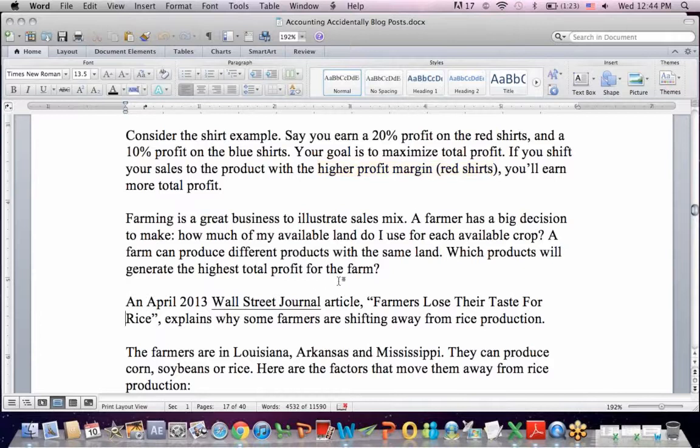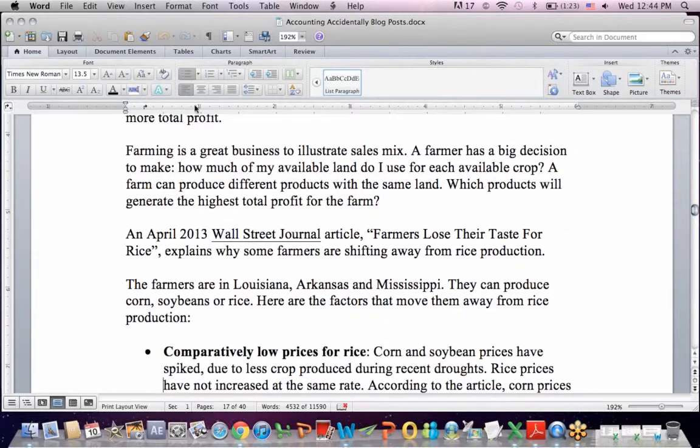And I was reminded of this when I was reading a Wall Street Journal article that farming is a great way to illustrate sales mix. And in fact, one of the areas that's discussed in this Wall Street Journal article is an area where my dad grew up, northeastern Arkansas, the northern part of Arkansas that's flat as a pancake that runs along the southern border of Missouri. And if you think about a farmer, he has a big decision to make. That decision is, how much of my available land do I use for each available crop, each crop that I can possibly grow?